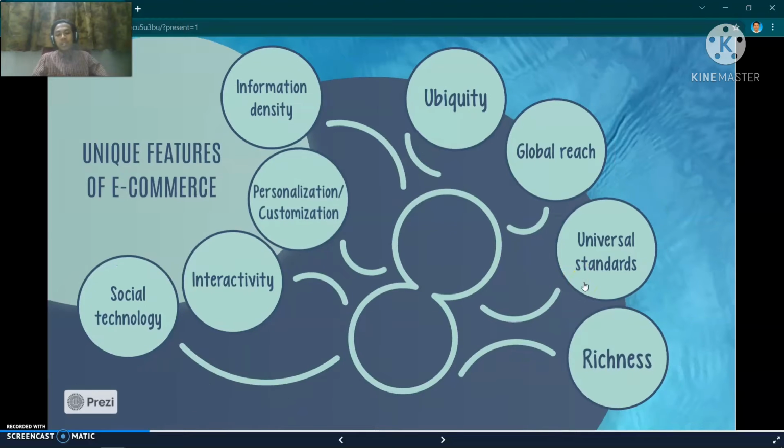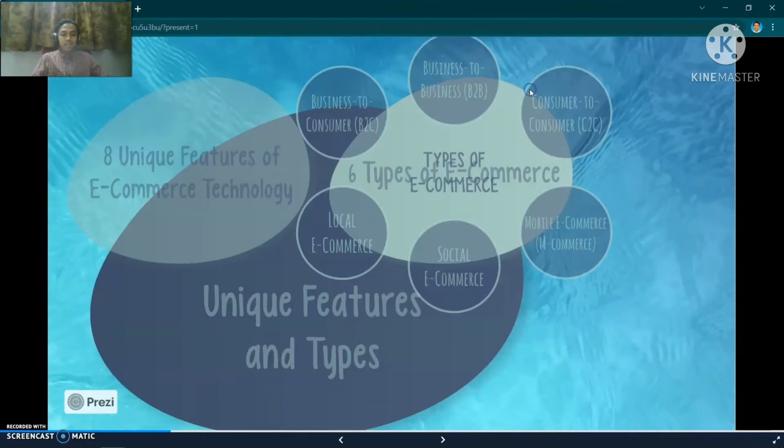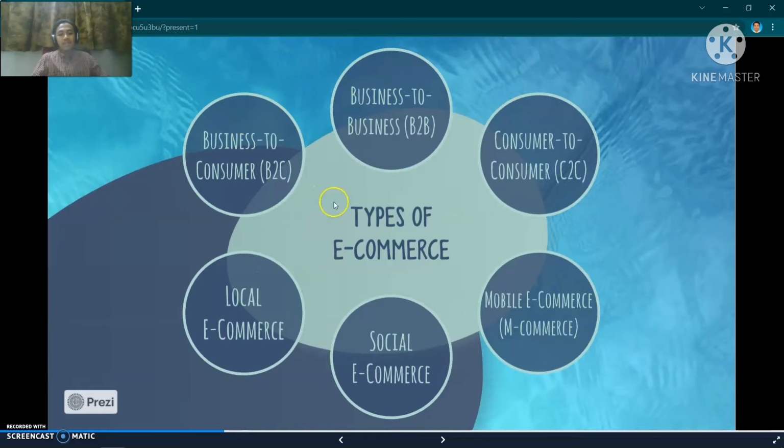Now we move to the types of e-commerce. So here we have 6 types of e-commerce. Those are business to consumer (B2C), business to business (B2B), consumer to consumer (C2C), mobile e-commerce (M-commerce), social e-commerce, and the last one is local e-commerce. So firstly, we go into business to consumer. Business to consumer here is an online business.